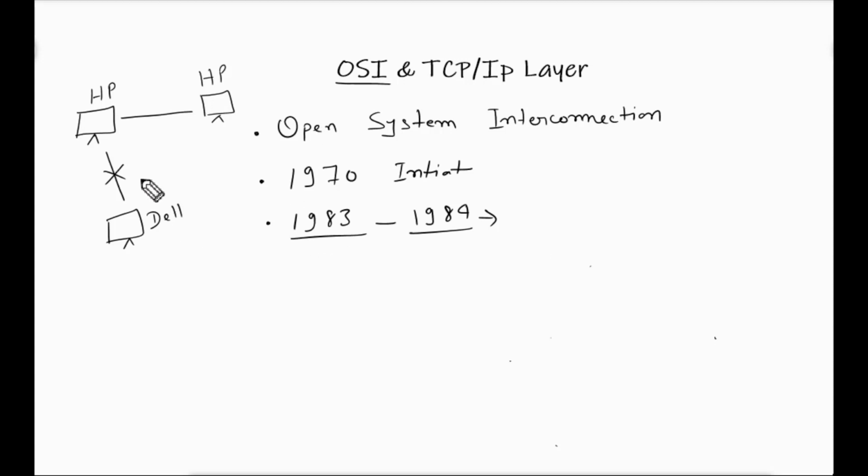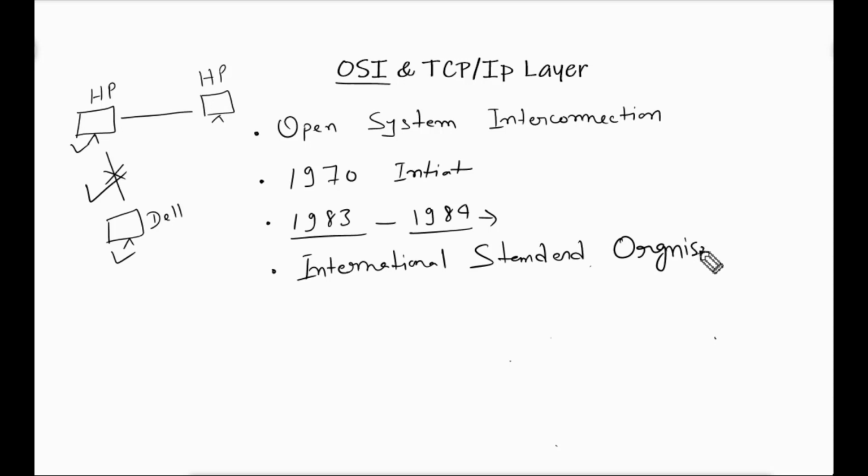After OSI, cross communication started. A Dell computer was able to connect with HP. So this was an open system interconnection. Any vendor can use this standard to communicate with each other. OSI was developed by ISO, the International Standard Organization.